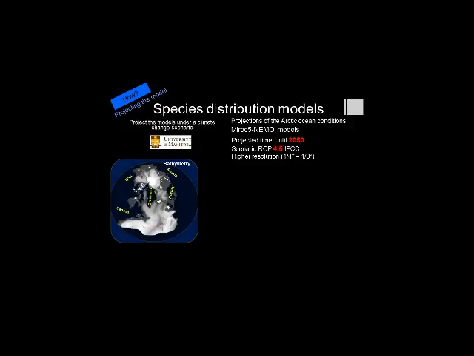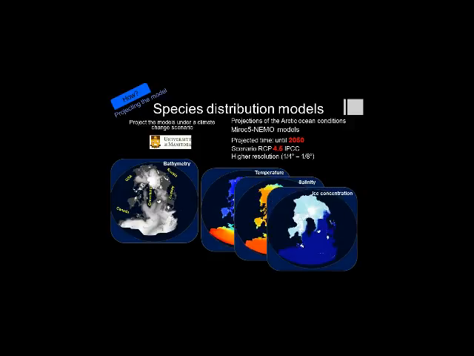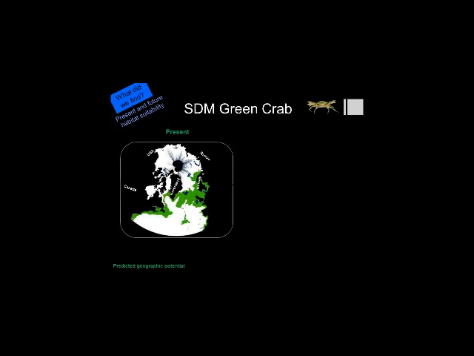As you can see, we also use environmental characteristics, but not at a global scale, rather using the Arctic and the North Atlantic. But we use the same environmental characteristics as the ones the models were trained with. So it's bathymetry, temperature, salinity, and ice concentration.